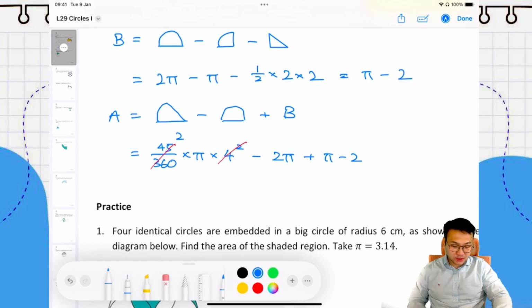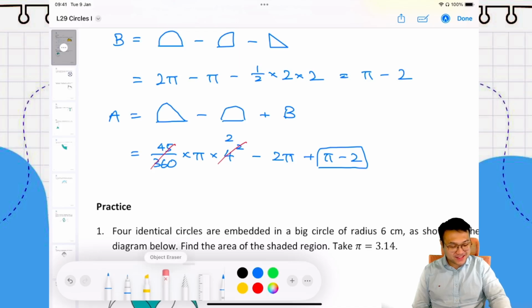There you go. Sorry, not here. 2. Okay? 16 divided by 8, you get 2. So now you have 2 times pi, which is 2 pi. 2 pi minus 2 pi is 0, right? Then you are left with pi minus 2. So guess what? The answer is pi minus 2.